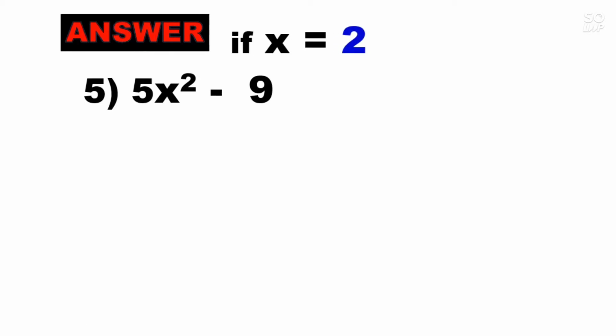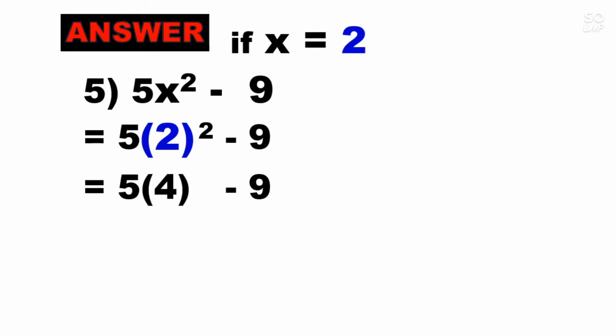Okay, next, number 5. 5x squared minus 9. Again, we replace x by 2. So that's why we have 5 times 2 squared minus 9. And then, 2 squared is equal to 4. So now we have 5 times 4 minus 9. 5 times 4 is 20 minus 9. 20 minus 9 equals 11. Okay, and that is the value of the given expression. Okay, now let's proceed.